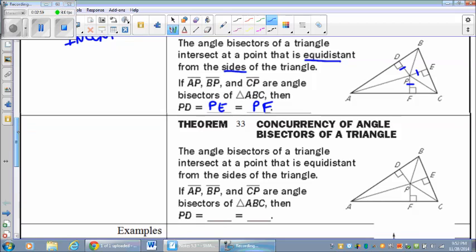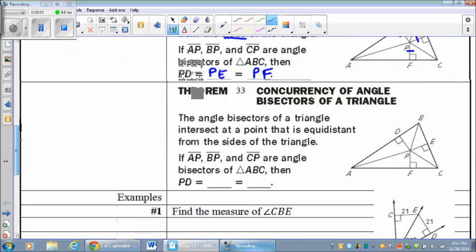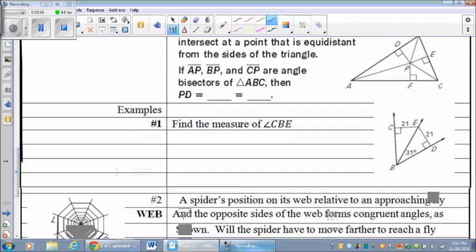Let me go down. That one's repeated. Example 1 says find the measure of CBE. Realize since these two segments are congruent and they are also perpendicular, you see the little perpendicular symbols, that means that this BE is the angle bisector. So if the bottom angle is 31, then the top angle is also going to be 31. So that means that the measure of this angle, CBE, will actually equal 31 degrees as well. And that'll be our answer.